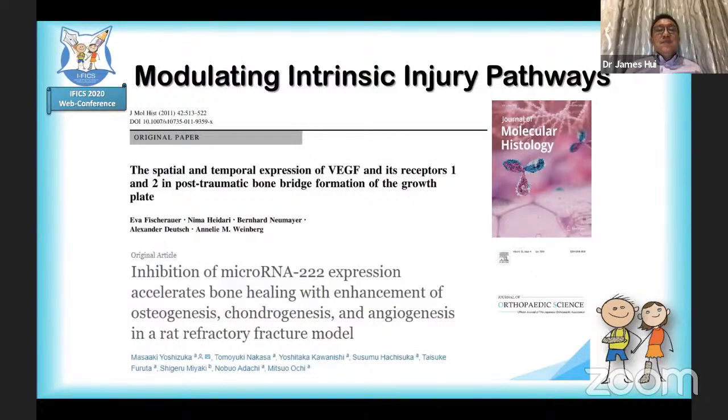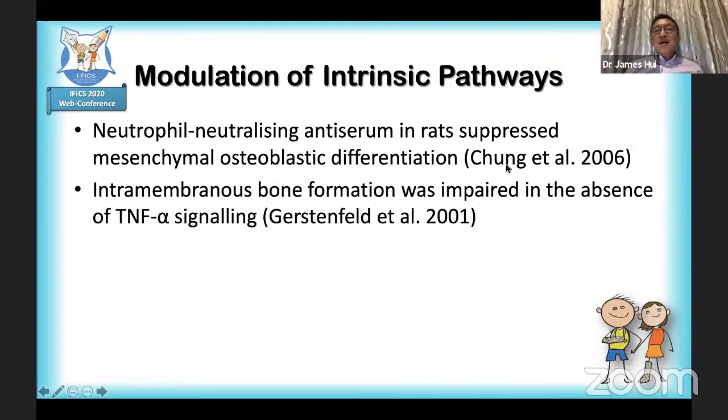So in the literature, people did try to use modulation of intrinsic pathways, such as using VEGF receptor block and also inhibition by microRNA, to get a nice blockage of this intrinsic pathway and physeal bar. And Chong from Bruce Foster's lab used a neutralizing antiserum, which also suppressed osteoblastic differentiation. And Jensen Fair also managed to prevent intramembranous bone formation when they managed to reduce TNF alpha signals.